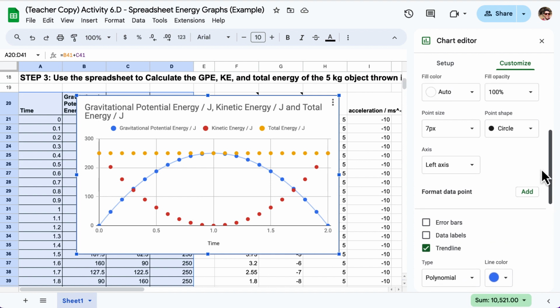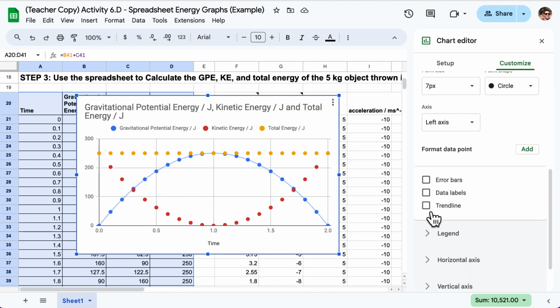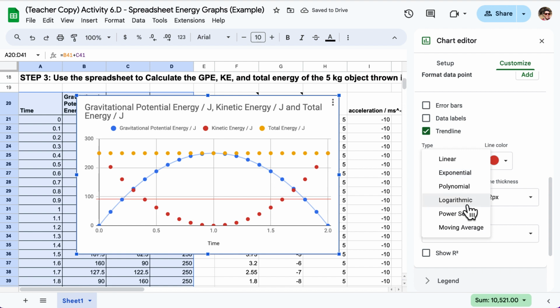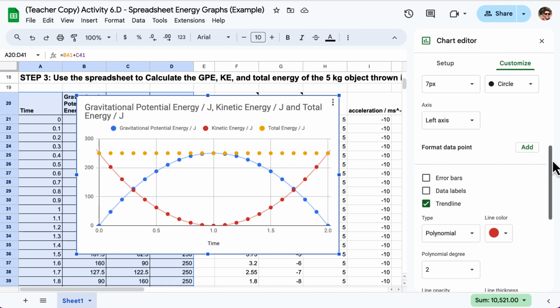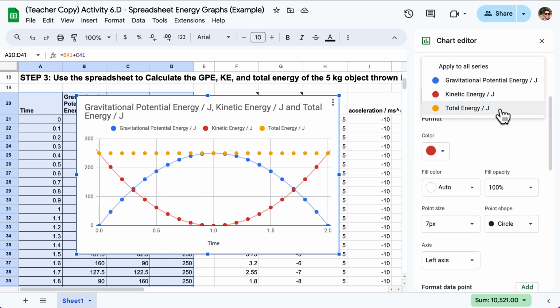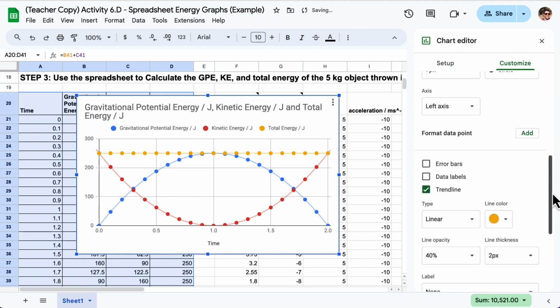And so then we can go back and we can say, okay, now let's try kinetic energy. And we go back down and we say add trend line. And this time what we're doing is saying, okay, instead of linear, let's try polynomial. Cool. And so we've got a polynomial trend line. Now that top one, that total energy, in this case is still going to be constant, and so as a result, when we get to total energy, we can leave it as linear, and that works out.